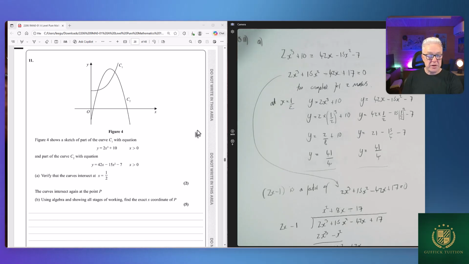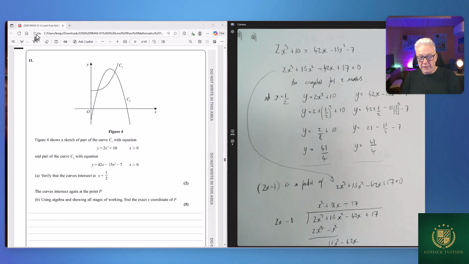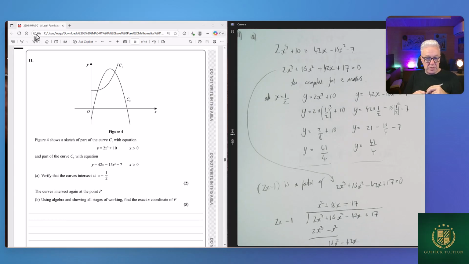Hello everyone, this is question 11 now on paper 1 from 2022 for A-level Edexcel. And we've got, I think, like a factor theorem and graphs question really. So it says figure 4 shows the sketch of part of the curve C1 with the equation y is equal to 2x³ plus 10, and part of the curve C2 with the equation y is equal to 42x minus 15x squared minus 7. Verify that the curves intersect at x equals a half.